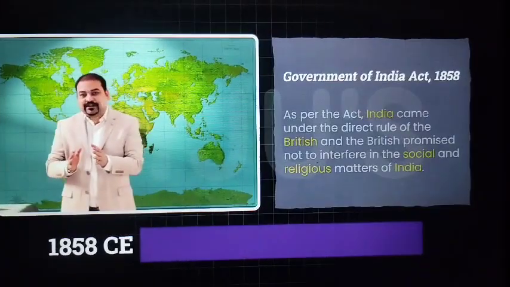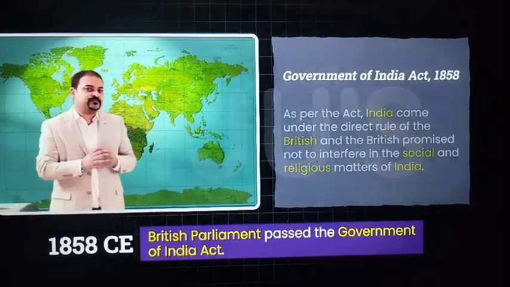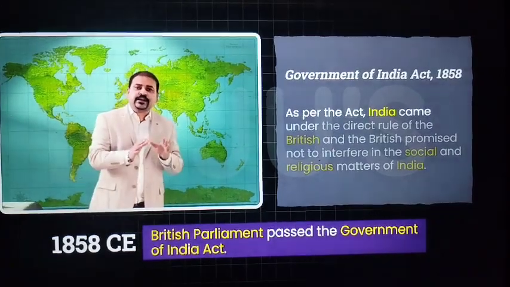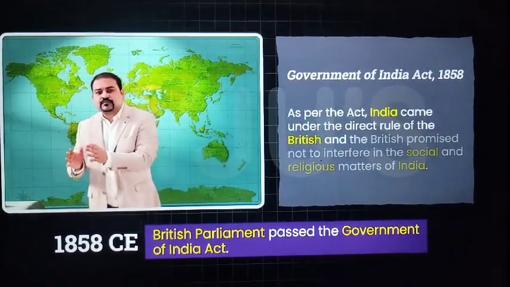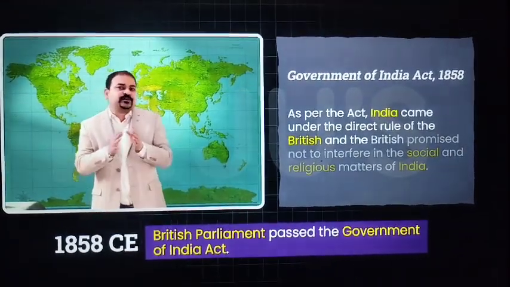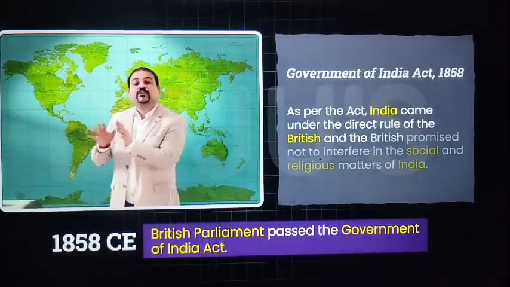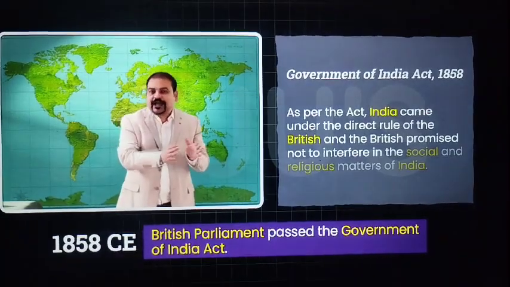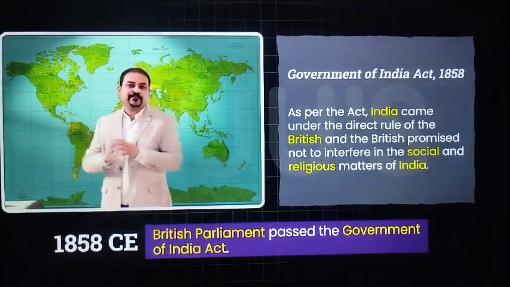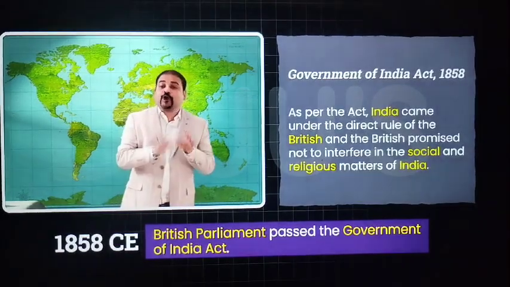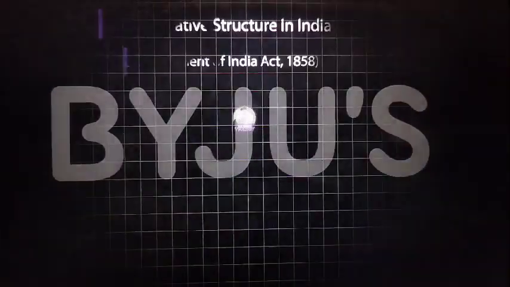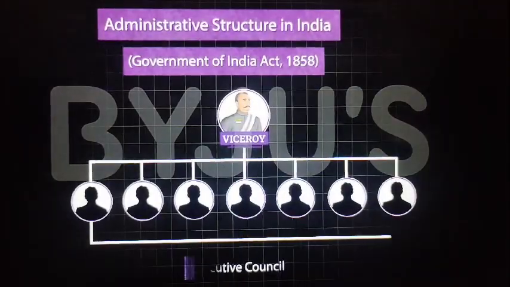1857, the British Parliament understood the importance of reinforcing its control in India. Hence, in 1858, the Government of India Act was passed. As per the Act, India came under the direct rule of the British, and as a promise, the British Empire agreed to remain strictly impartial and not interfere in social and religious matters of India.